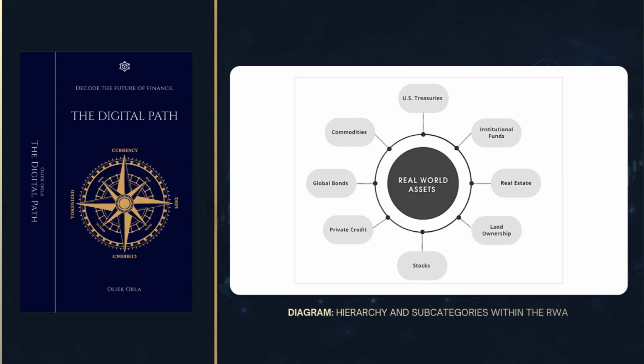Tokenization converts a real-world asset into digital units, each representing a fraction of its value. Imagine real estate divided not among a handful of investors, but into hundreds or even thousands of tokens. This dramatically lowers the barrier to entry, opening previously inaccessible markets to a much broader audience. You no longer need full ownership of an asset to participate in its economic value.